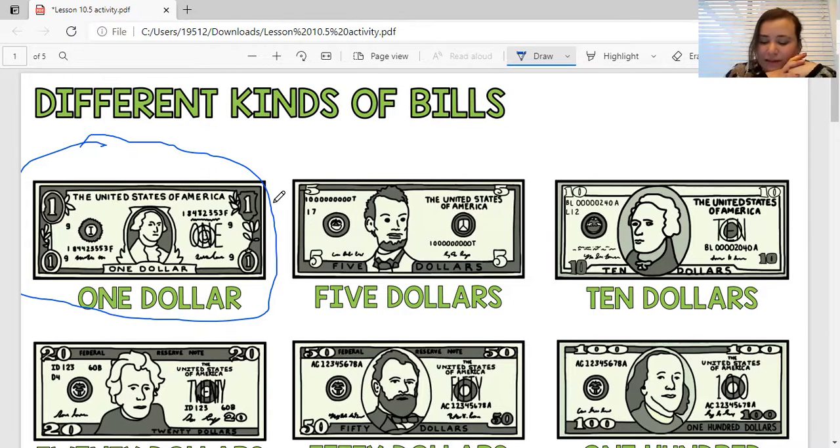Now, how many pennies do we need? We know the value of a penny is 1 cent, and we know that 100 cents is $1. So how many pennies do we need? 100 pennies. Great job.